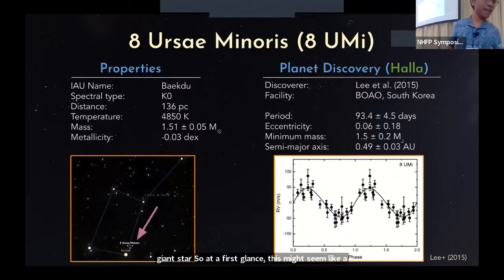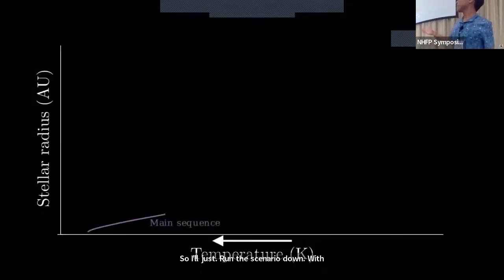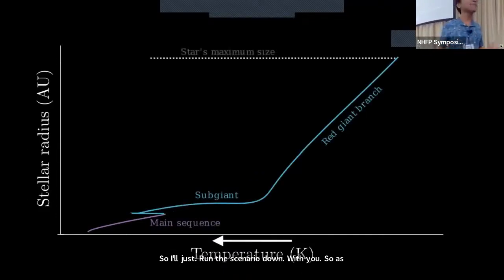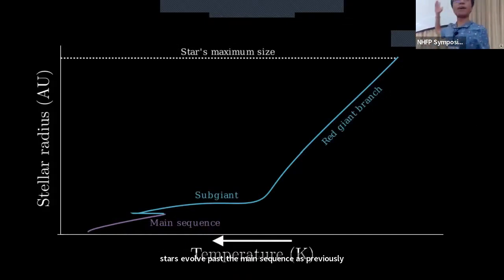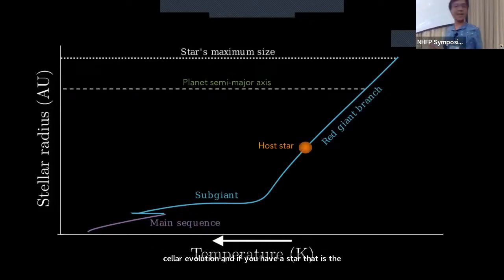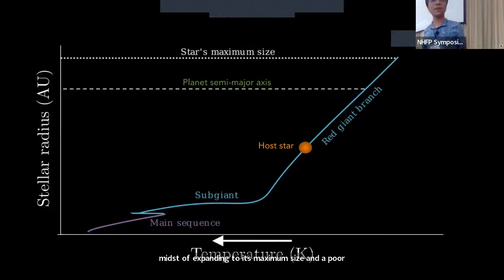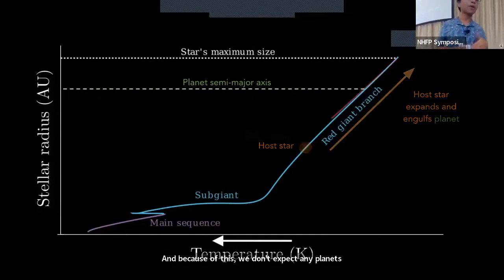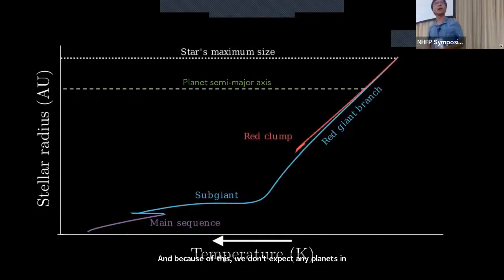So I'll just run the scenario down with you. As stars evolve past the main sequence, as previously described, they evolve up into red giants, and they will achieve a maximum size based on our understanding of stellar evolution. If you have a star that is in the midst of expanding to its maximum size, and a poor planet whose orbital distance is smaller than the maximum size of this star, then eventually the star will grow larger than the distance of its planet, and it will engulf and destroy this particular planet. Because of this, we don't expect any planets in tight orbits around stars in more evolved evolutionary phases, such as in the red clump.